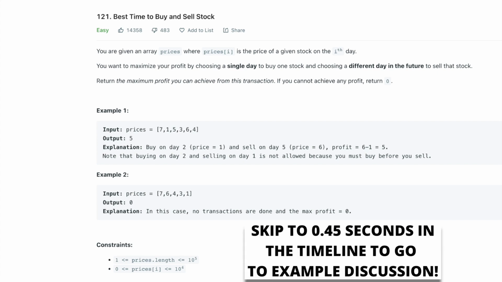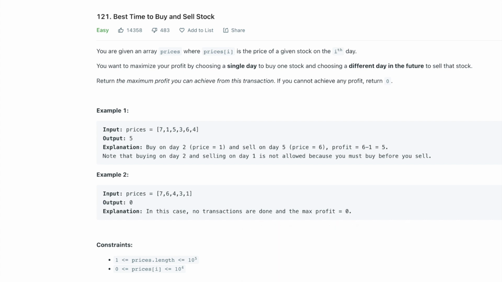Today I'm going to explain how to solve the coding interview question, best time to buy and sell stock. This question was asked by companies like Amazon, Google, Facebook, etc. So what's a stock? A stock is a share in a company, and a stock is usually bought at a low price and sold at a higher price for a profit.